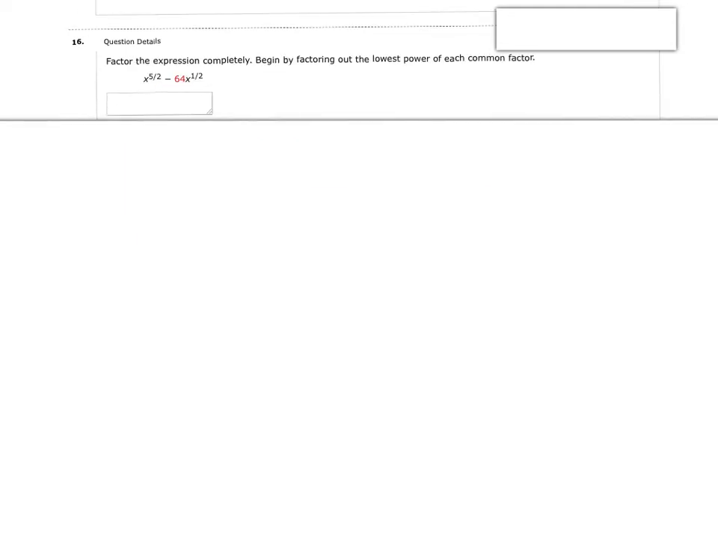All right, next up, we want to factor this completely. Now, in this case, we're going to start off with a common factor. So I always take out the smallest power of x, so it's going to be 1/2 here. And then to get what's left inside, I always do the exponent I had minus the exponent I took out. So it's going to be 4 over 2 here, which will be 2, so it'll be x squared. And then this one will be minus 64. No x there since I took out that whole half power.